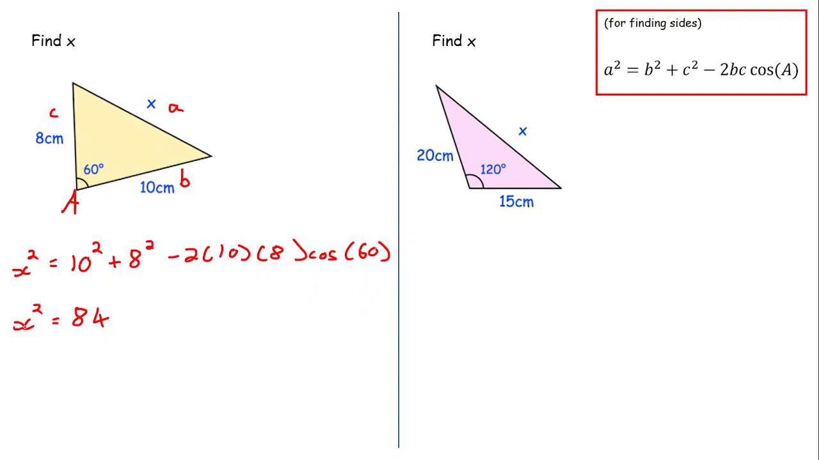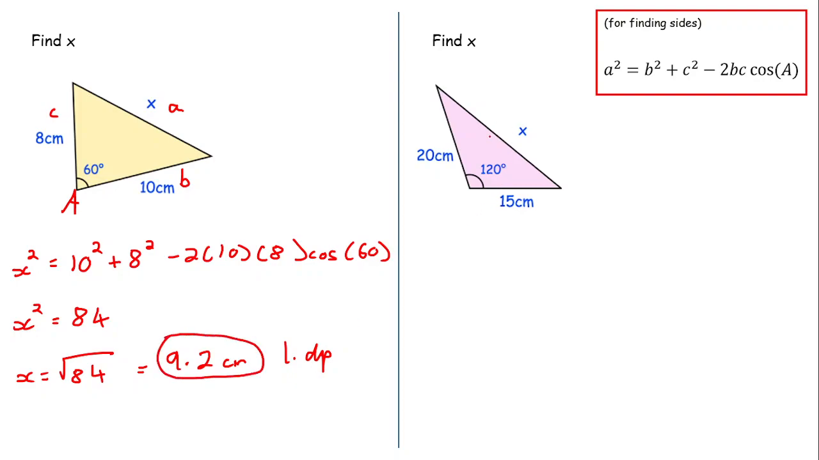Anyway, x squared is 84. That's not the value of x though. To find x, you've got to square root 84, which will give you a decimal, which is going to be equal to 9.2 if you round it to 1 decimal place. So 9.2 centimeters to 1 decimal place. If you got that, good work on the first one.